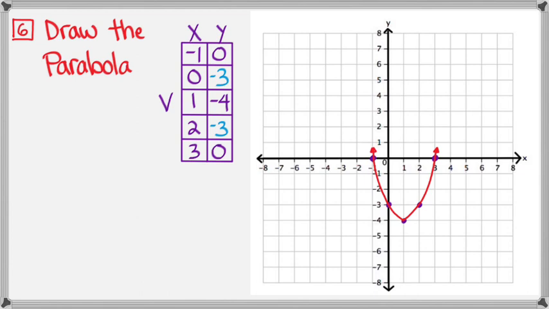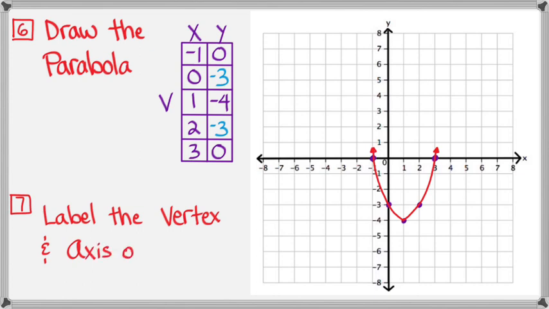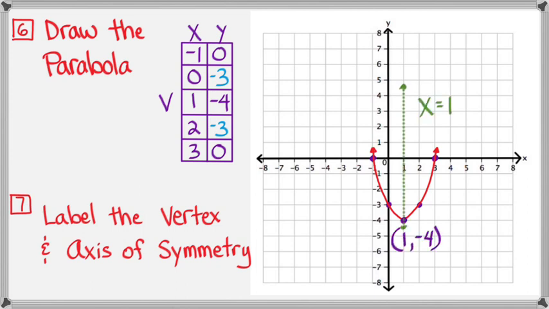Now the last step here is labeling our parabola correctly. We start with labeling the vertex and the axis of symmetry. So our vertex is 1, negative 4. And our axis of symmetry, we go ahead and do a dotted line up there. It's there, but it's kind of invisible, but we know it's there. And we know that it's the x value of 1, so we say x equals 1.